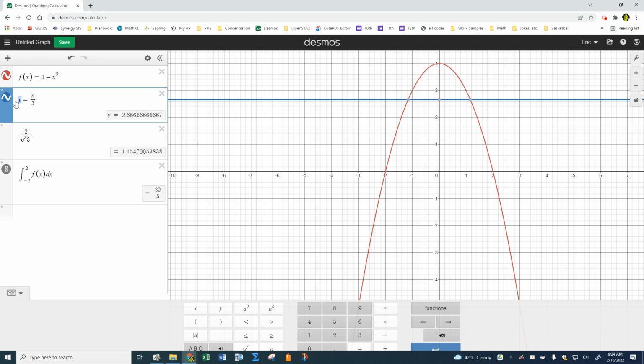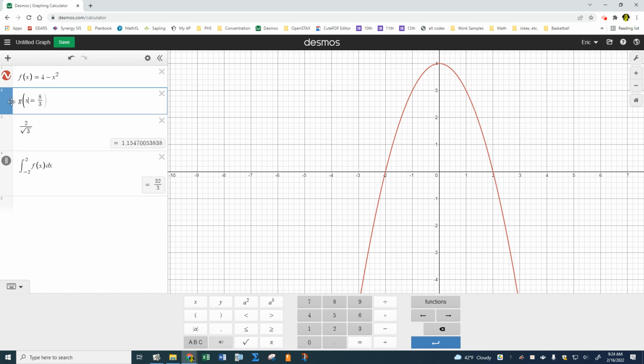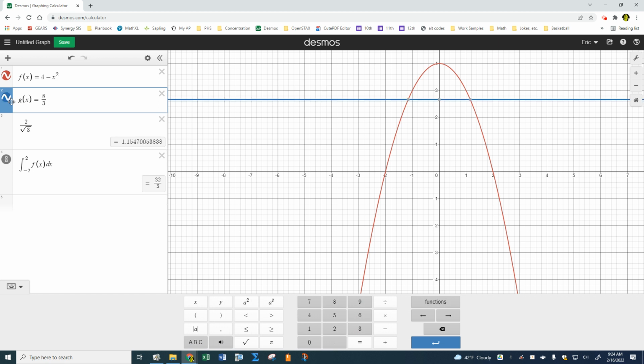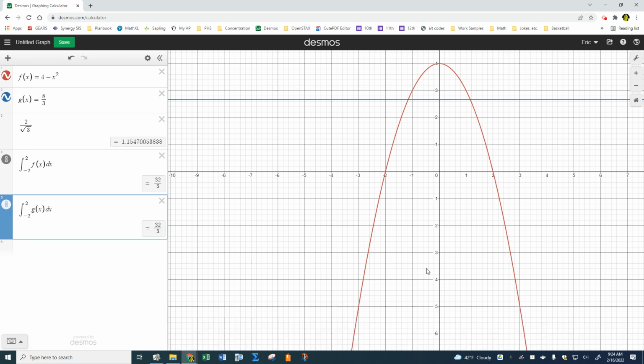And then instead of calling this y, let's call it g of x. So I could do the same thing down here. I could do the integral from -2 to 2 of g of x dx. And what do you know? Pretty cool.